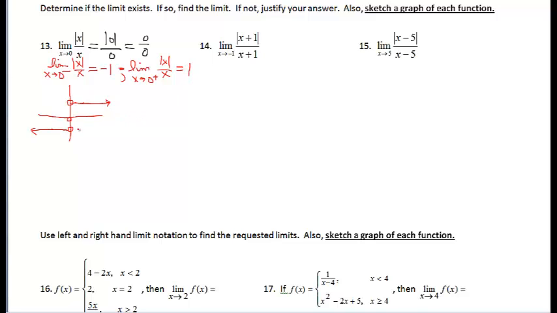We have a jump discontinuity because the left limit does not equal the right limit, because these two numbers aren't the same exact number. We know the limit fails to exist. So determine if the limit exists. No, it doesn't. If so, find it. If not, justify your answer. I'm going to come down here and clean it all up. So this limit does not exist.